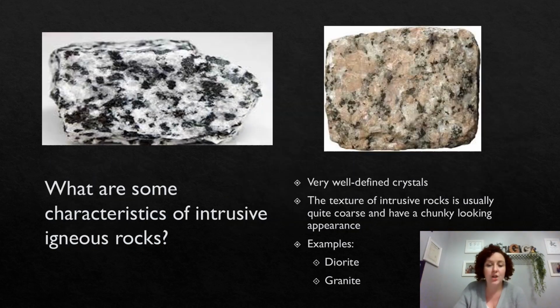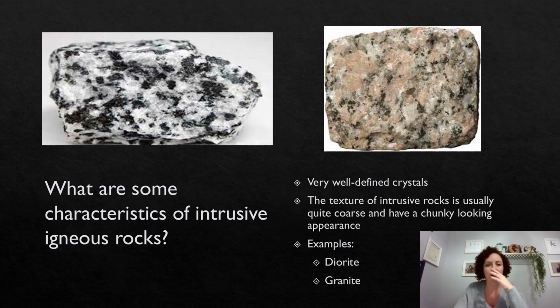Let me show you. So you get very well-defined crystals because it has enough time for that magma to cool super duper slowly, which lets the minerals take their time. Lots of quartz and mica and things like that have time to actually set up and start building their structure so that you can see these well-defined crystals. So the texture of intrusive igneous rocks usually are quite coarse, meaning they're kind of chunky looking. So you get examples like the diorite, which to me, for whatever reason, is like Dalmatians.